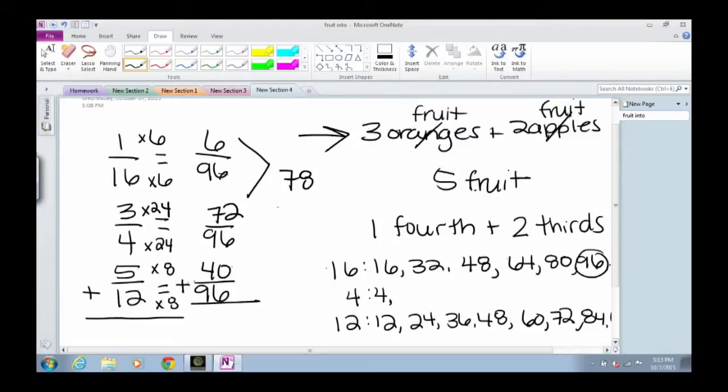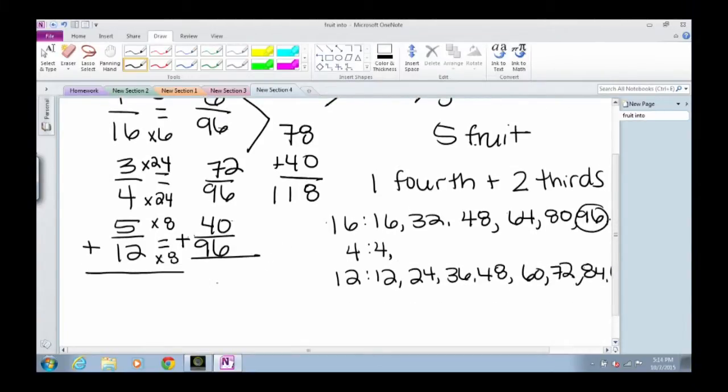And then plus the 40, I end up getting 118. So that is my new numerator, 118. My denominator is still 96. Again, when I take 2 fruit plus 3 fruit, I get 5 fruit. Fruit stays the same. The only thing that's being added together is the number, or the numerator, really, if you're thinking about it that way.